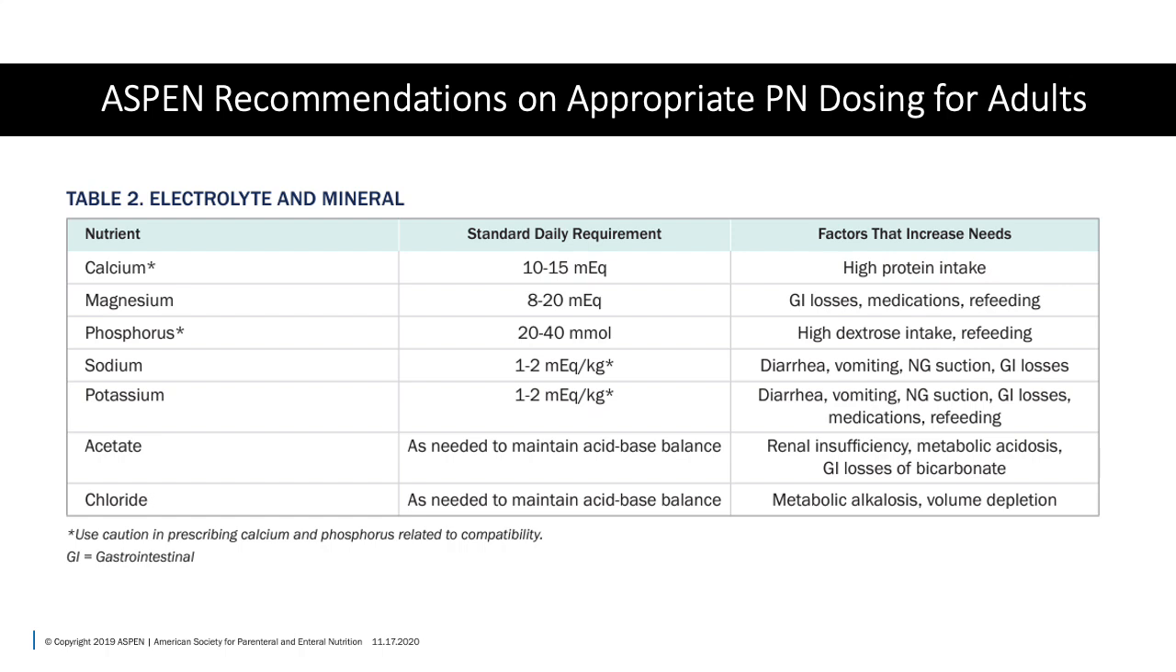And then acetate and chloride, like I said, the forms of the other electrolytes that you use, whether it be potassium acetate, potassium chloride, or sodium acetate, you'll use those as needed to maintain acid-base balance. So a patient might need more acetate if they have renal insufficiency, metabolic acidosis, or high GI losses of bicarb, and a patient might need more chloride in metabolic alkalosis and volume depletion.